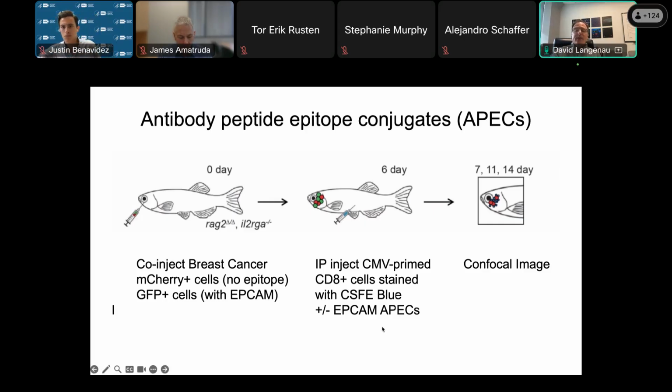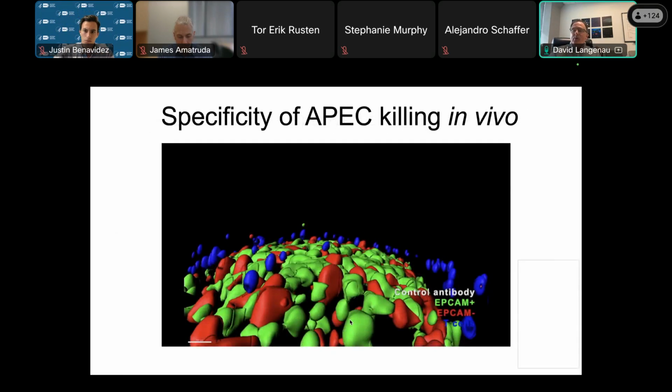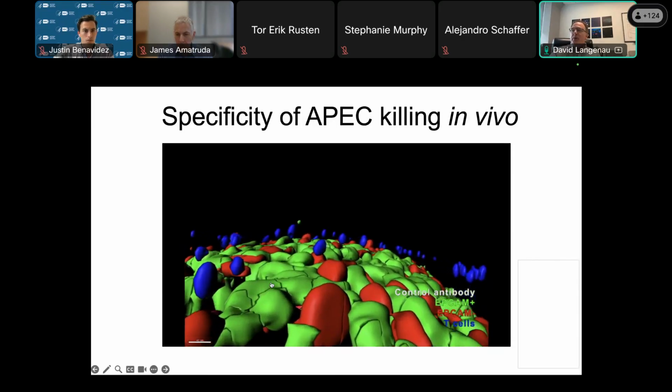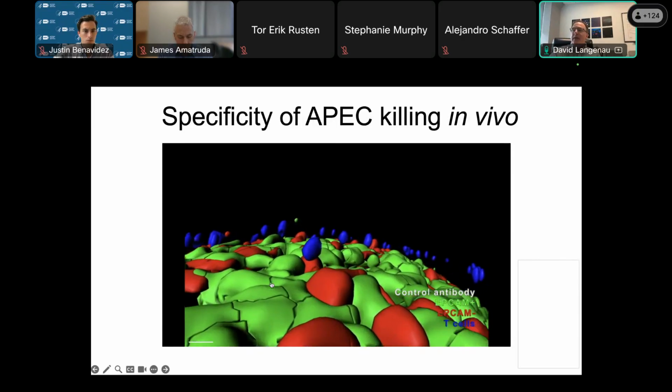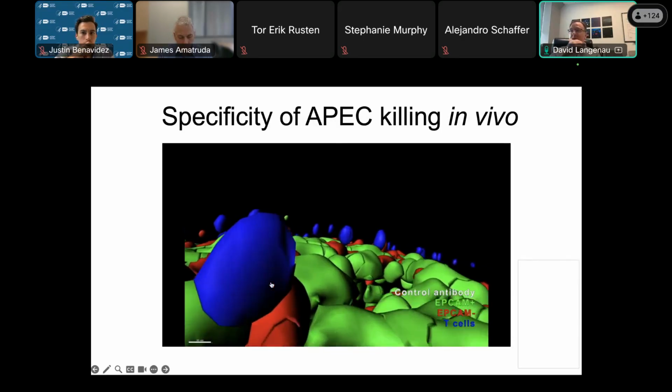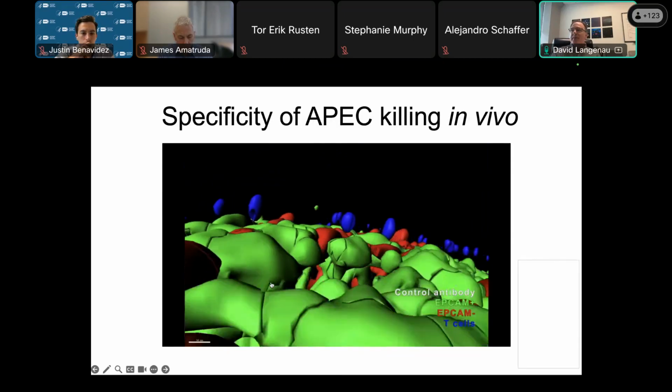We've used that CFSE blue to dye those cells, and then we treat them with that antibody that can either deliver the CMV epitope or not. I won't go through all the details, but I'll show you in a movie what this looks like. Here's the control experiment where we're going to fly into the tumor. You can see equal numbers of green and red cells, and the blue cells, which are not targeted, don't interact or interact very infrequently with the tumors.